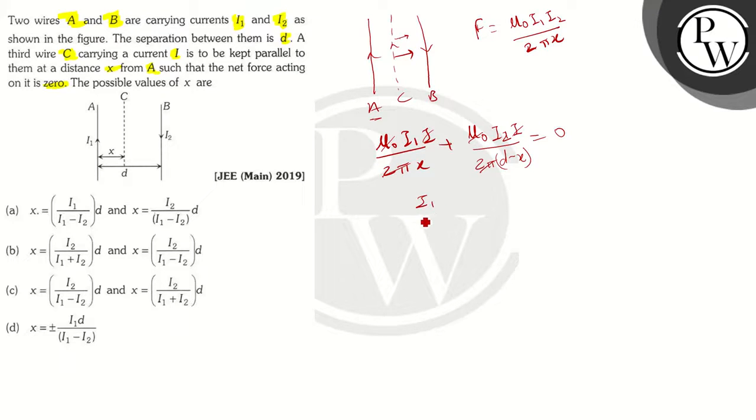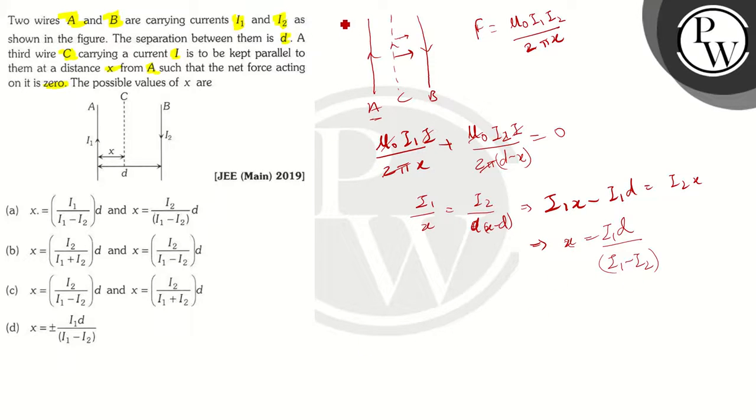So finally we will get I1 by x is equal to I2 by d minus x. D minus x will turn to x minus d when taken to the other side. तो इसको हम सिंप्लीफाई करते हैं. We will get I1 x minus I1 d is going to be equal to I2 x. तो इसको जब हम और आगे सिंप्लीफाई करेंगे we will get x is equal to I1 d divided by I1 minus I2. ठीक है बच्चों, तो ये हमारा फर्स्ट वैल्यू ऑफ x आ गया.